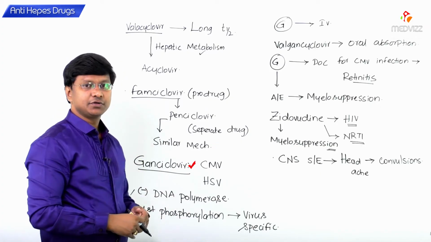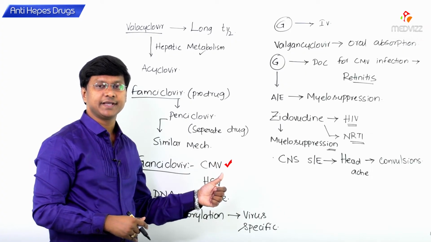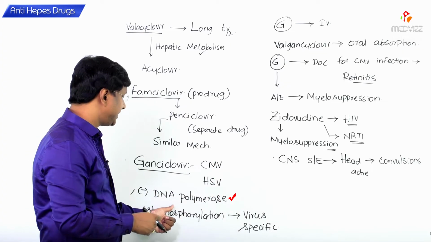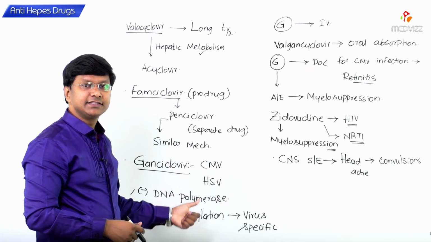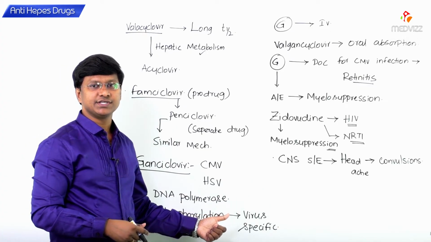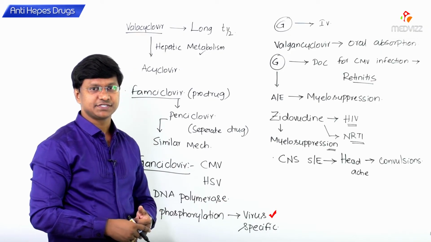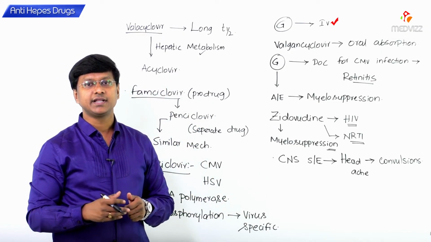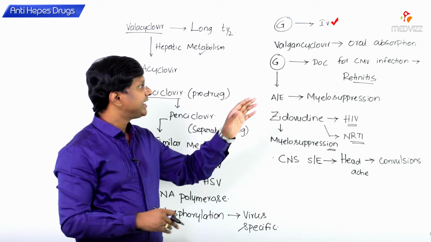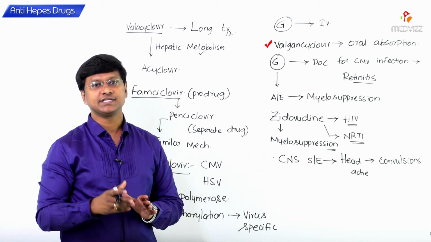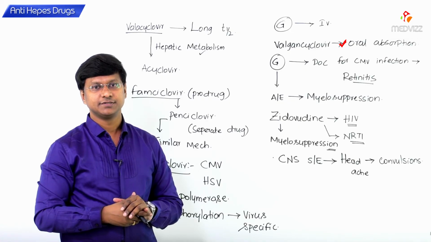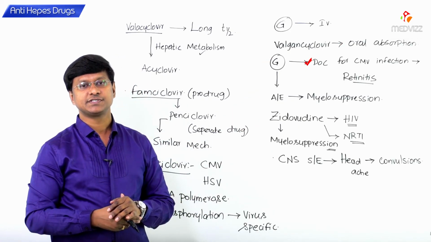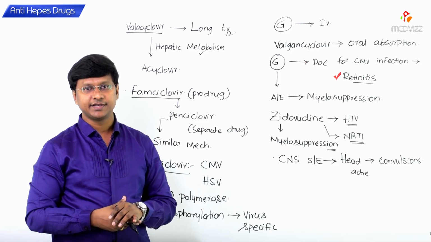Gancyclovir is active against cytomegalovirus as well as HSV, and it acts by inhibiting the DNA polymerase, and the first phosphorylation step is also virus specific. Gancyclovir is used only intravenously, whereas Valganciclovir has good oral absorption as well. Gancyclovir is considered the drug of choice for CMV infections including retinitis.